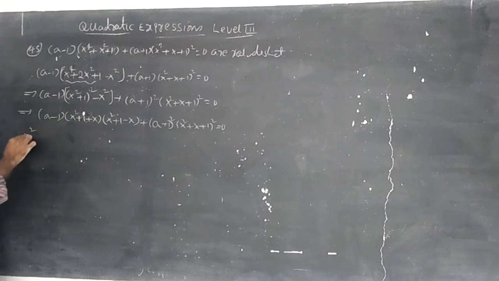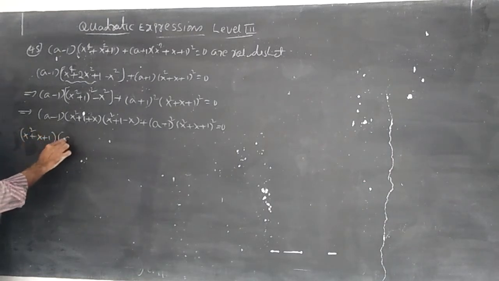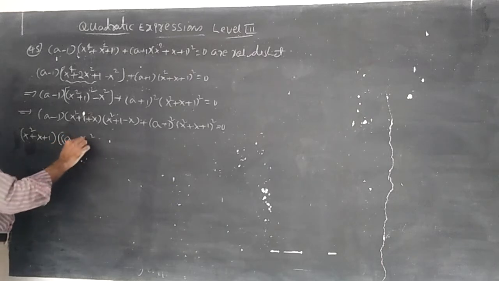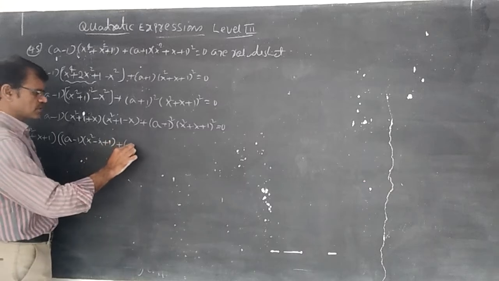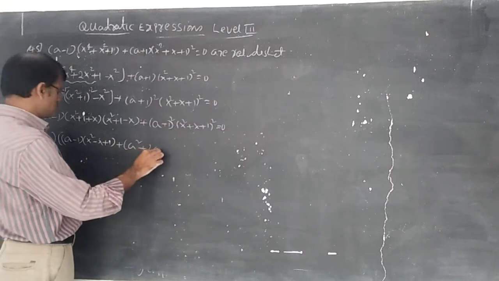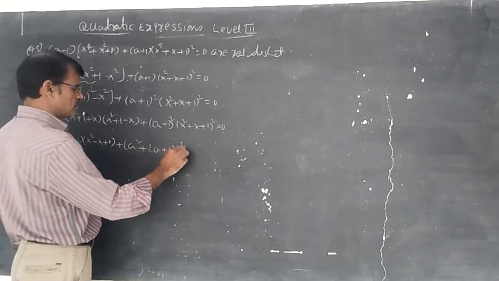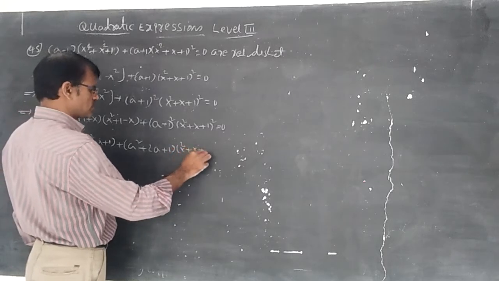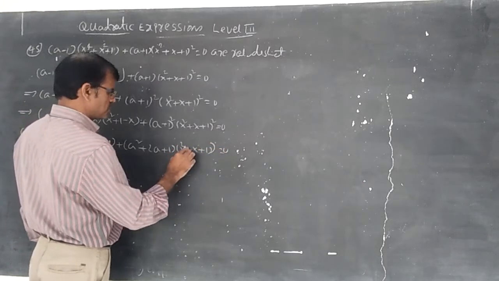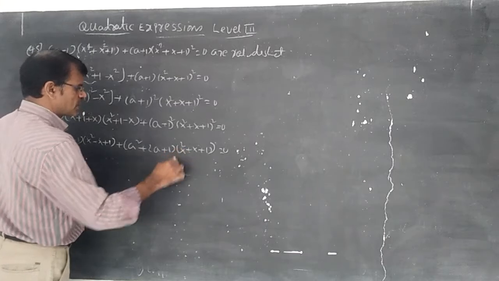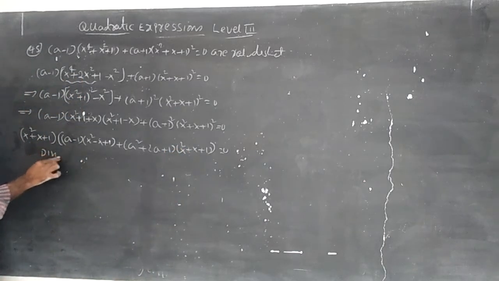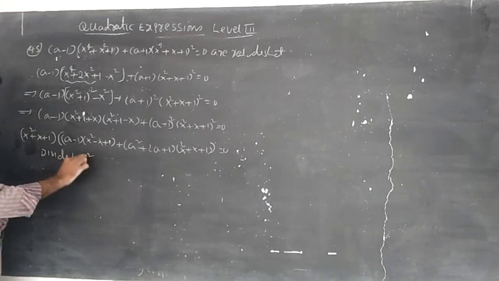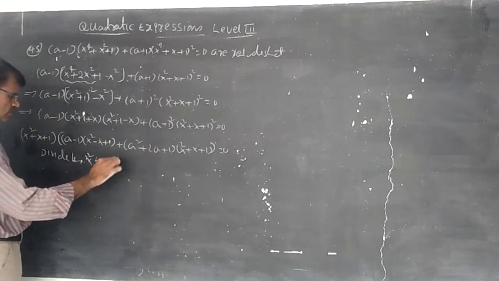Now we can take x square plus x plus 1 common: (a minus 1) into (x square minus x plus 1) plus (a square plus 2a plus 1) into (x square plus x plus 1) equal to 0. So you can understand, divide by x square plus x plus 1.